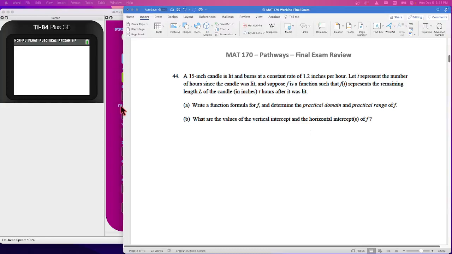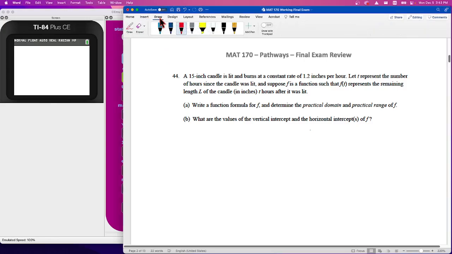Question 44. So what we've got here is a candle, 15 inches, burns at a constant rate of 1.2 inches per hour. T will be the number of hours since it was lit. And we've got a function that represents the remaining length L of the candle in inches, T hours after it was lit. So first we want to write a function for F and determine the practical domain and then the practical range.